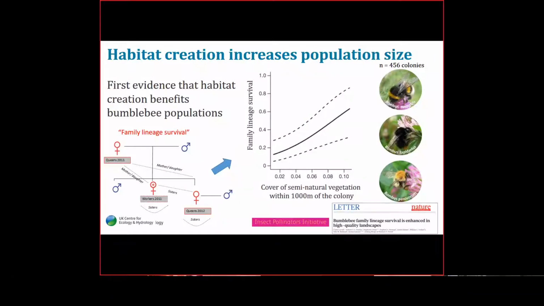And indeed, Claire Carvell, who works at CEH, showed that this isn't just a honeypot, particularly for pollinators. If you sow pollen and nectar mixes for bees, in this case, you get a population increase over time.